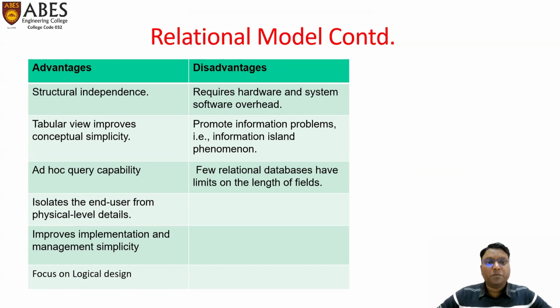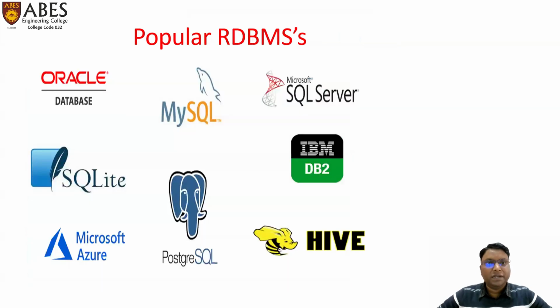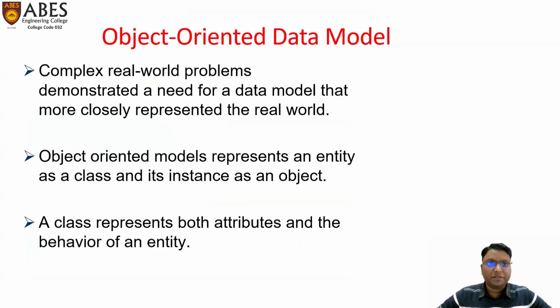Promote information problem, that is information island phenomenon. Few relational databases have limits on the length of the field. This is also a very big issue related with RDBMS. Some popular RDBMS are Oracle, MySQL, SQL Server, SQLite, Microsoft Azure. You can see in the particular slide. These are some popular RDBMS.